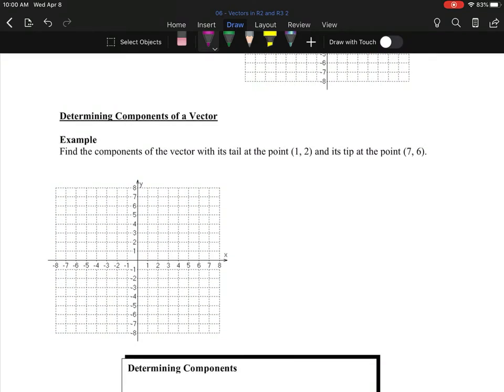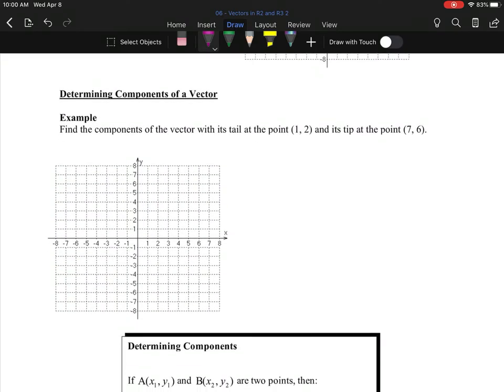Determining the components of a vector. Find the components of the vector with its tail at point 1, 2. So I've got to start this vector at 1, 2. That's where its tail is. And its tip is at 7, 6. Right there. And so there is the vector I'm talking about. Its tail is at 1, 2, and its tip is at 7, 6.